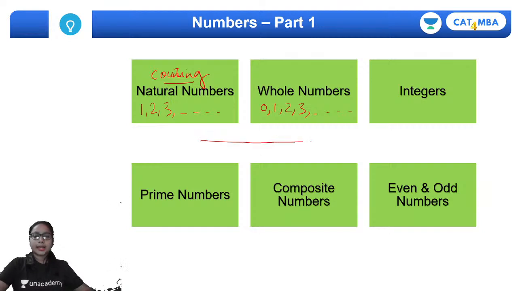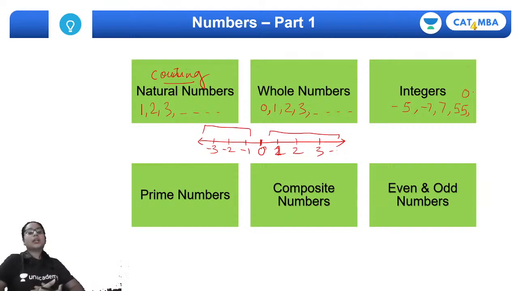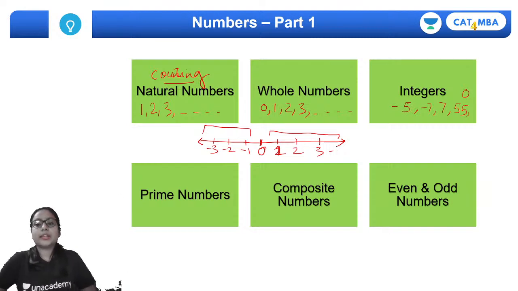Now on our number line, if this is my number line, this is the position of 0. On the right hand side there are certain numbers, 1, 2, 3 and so on. On the left hand side also there are some numbers, and these numbers are known as negative numbers, -1, -2, -3 and so on. So on this entire number line, the numbers are divided into 3 categories. One are positive numbers, second category are negative numbers, and third category is 0. All these numbers 0, 1, 2, 3 along with negative numbers -1, -2 and -3 come under the category of integers. For example, -5 is an integer, -7, 7, 55, 0, all these numbers come under the category of integers. I hope I'm clear with the definition of integers.